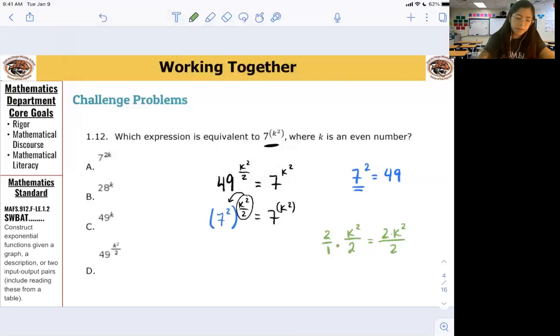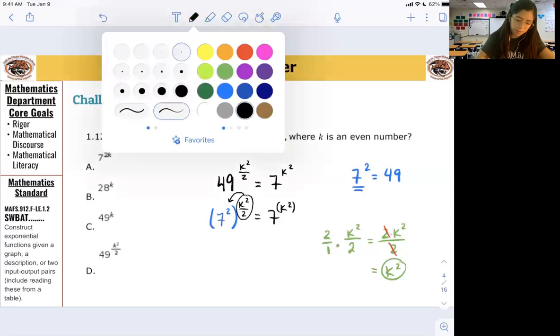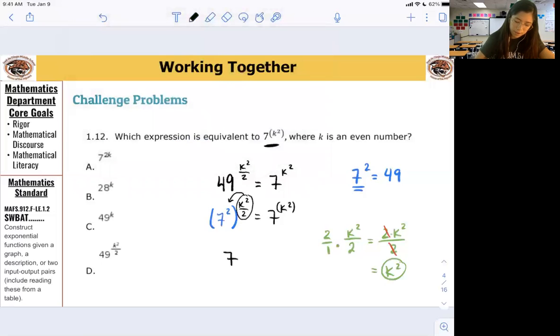Does anything cancel out? Yeah, those two cancel out because I have a 2 on the top and a 2 on the bottom. So what am I left with? k to the power of 2. Good. So my final answer on the left side is 7 to the power of k to the power of 2. And guess what? They match. So it's D.